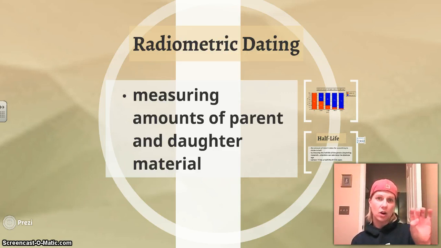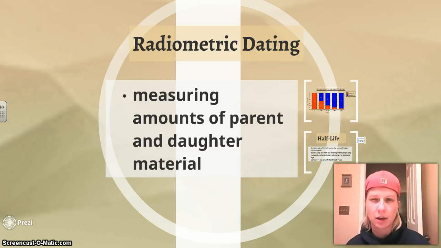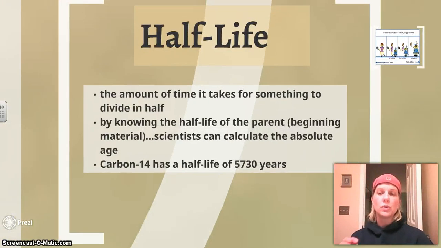It's going to break down. As it's breaking down, it's actually forming something called daughter material, which is a different substance. I know this sounds like a lot of stuff. I'm going to show you some diagrams that hopefully will help. So to do this, we use something called half-life. We calculate this radiometric dating using half-life, and that's the amount of time literally it's going to take for something to divide in half. So if I know the half-life of the parent, I can calculate absolute age.